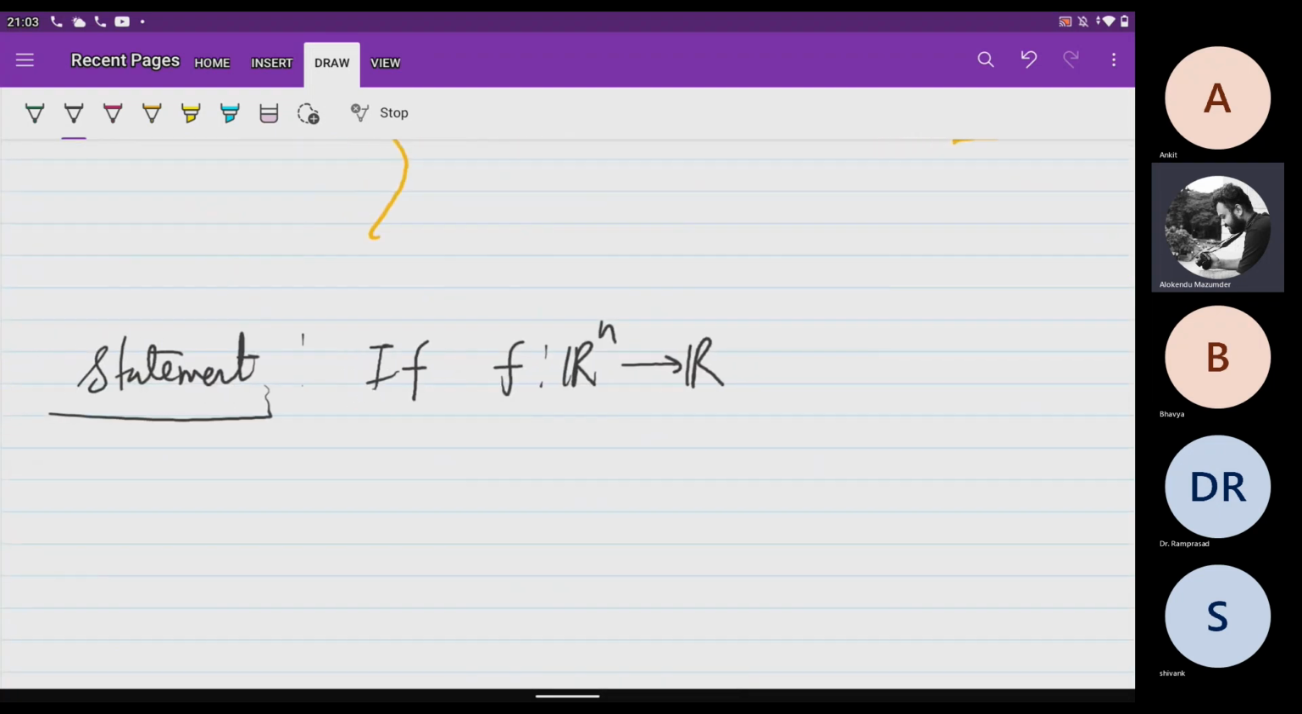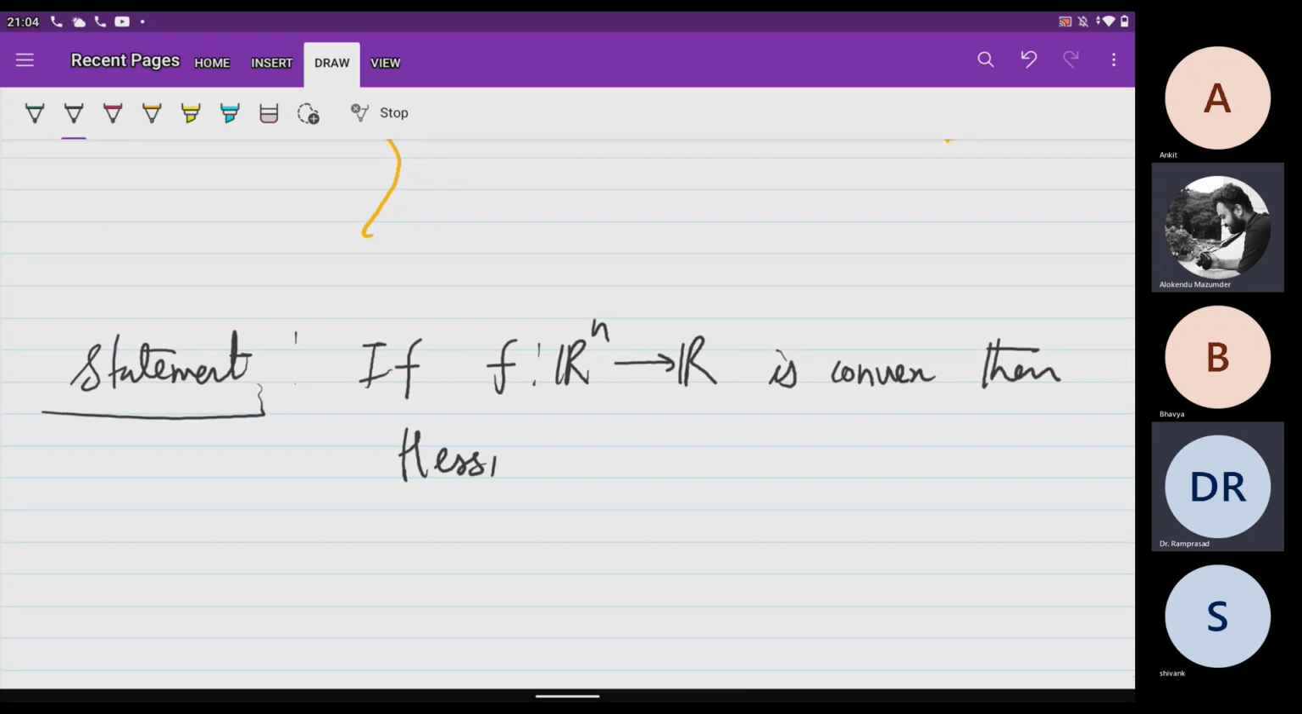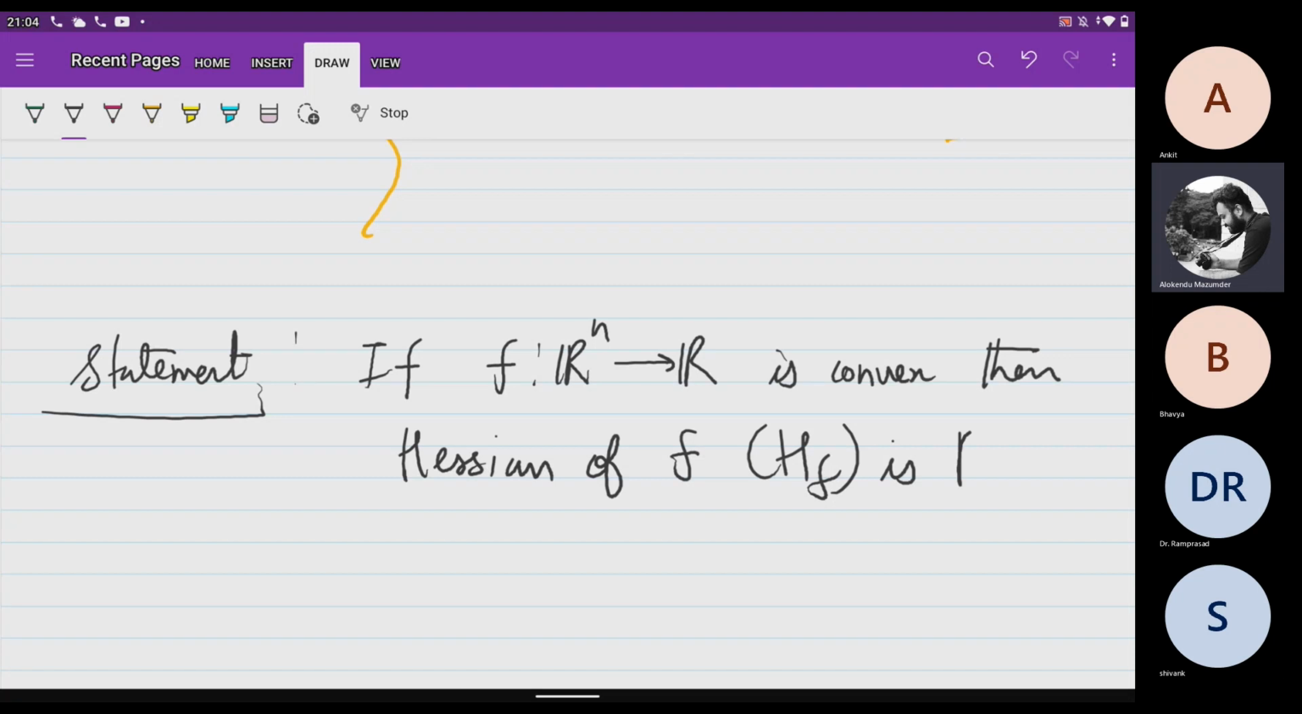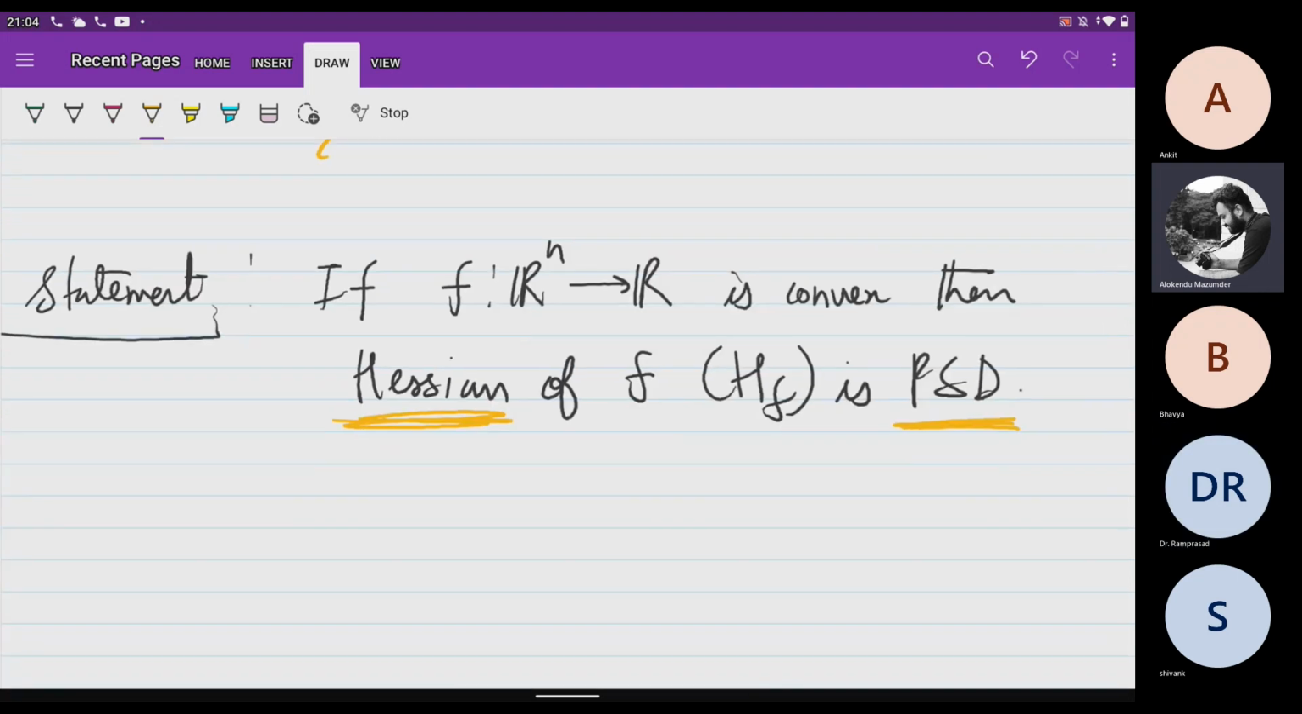Okay, the next statement is a very important one. If f is convex, then the Hessian of f, Hf, is a positive semi-definite matrix. Now tell me how many of you know about Hessian and positive semi-definite. Hessian is the double derivative, right? In high dimensions it's the double derivative. Shall I teach what the Hessian is for the sake of everyone? Okay, you don't know, then I will explain.